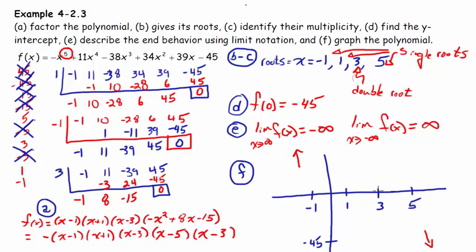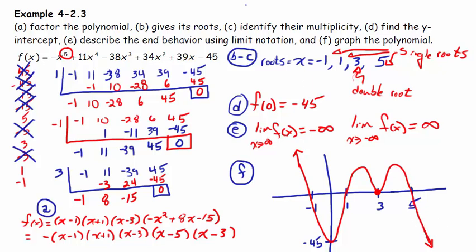Okay, and then I have to remember 3 is a double root, so I'm going to bounce off that one. So I'm going to go down, cut through at negative 1, pass through negative 45, cut through at 1. Now 3, I'm not going to cut through the x-axis, I'm going to bounce off because it's a double root, go back up, and then down through 5.